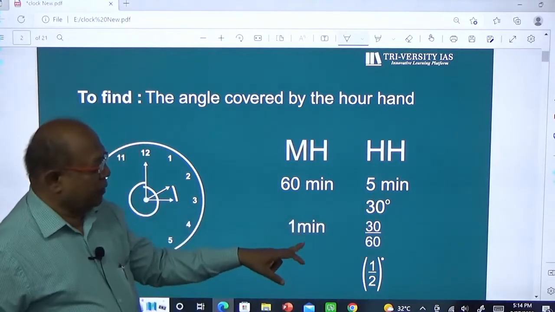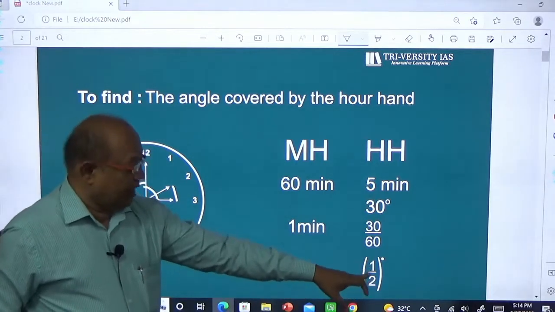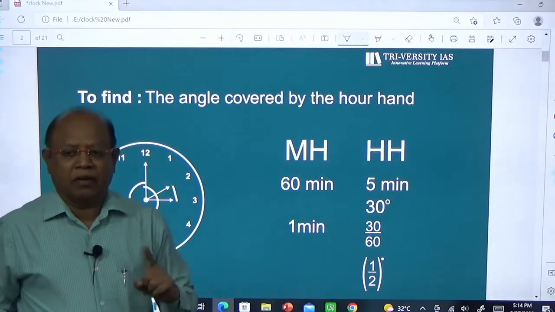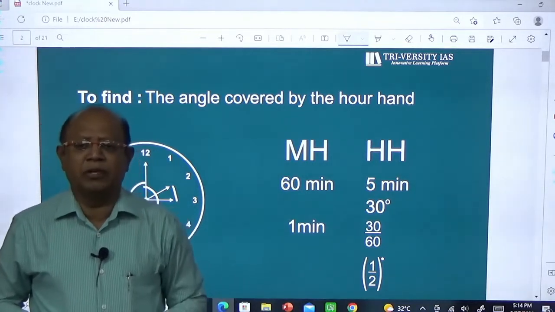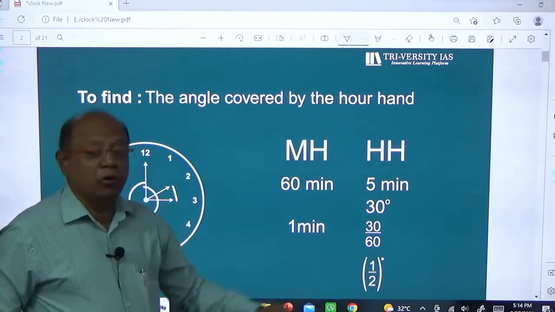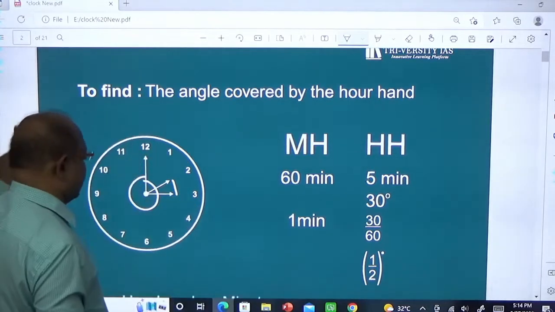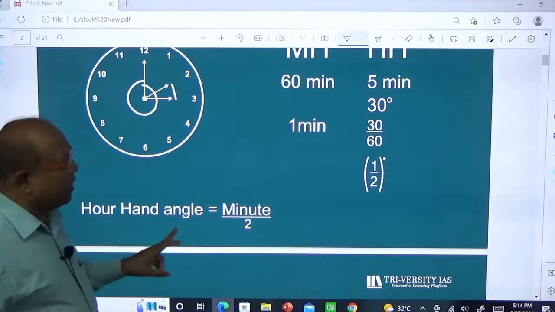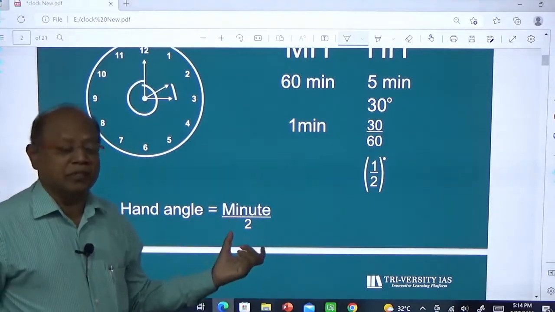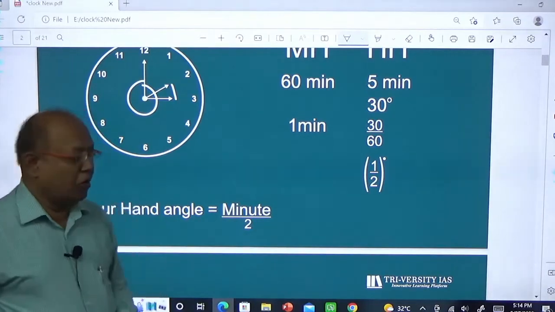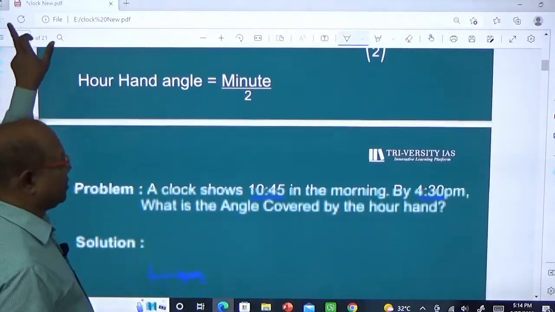So, for 1 minute, the angle covered by the hour hand will be half a degree. That means for every 1 minute movement of the minute hand, the hour hand will move only half a degree, just half of the minute. Now let us see the formula. The hour hand angle is just half of the minutes covered by the minute hand. Now let us see some problems based on this.